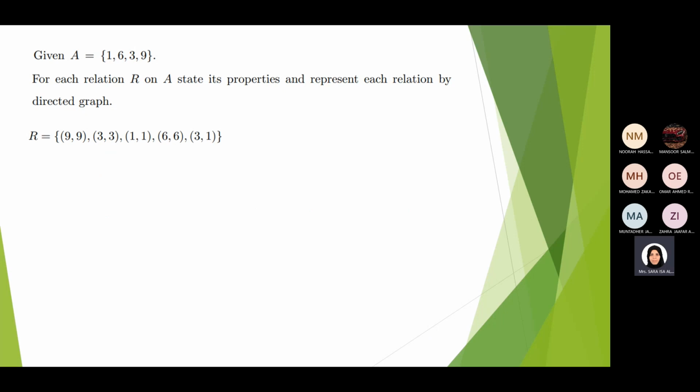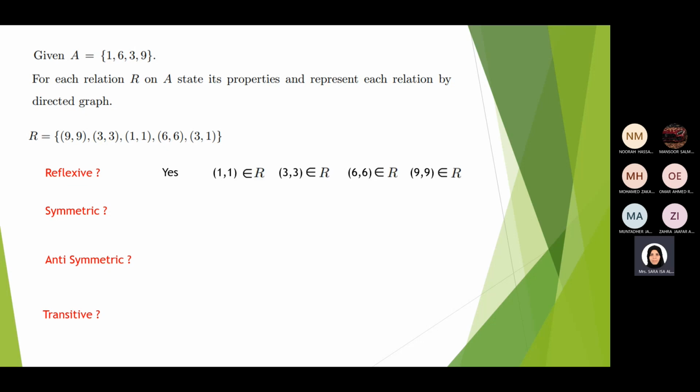The second relation on the same set consists of 9, 9, 3, 3, 1, 1, 6, 6, 3, 1. Now, is it reflexive? Is this relation R reflexive? What do you think? Yes, it is. Yes. Why? Because if we apply A and A in R, it will be true. Yes, every element in A is related to itself. That means 1, 1 belongs to R, 6, 6 belongs to R, 3, 3 belongs to R, and 9, 9 belongs to R. We can see them listed here.